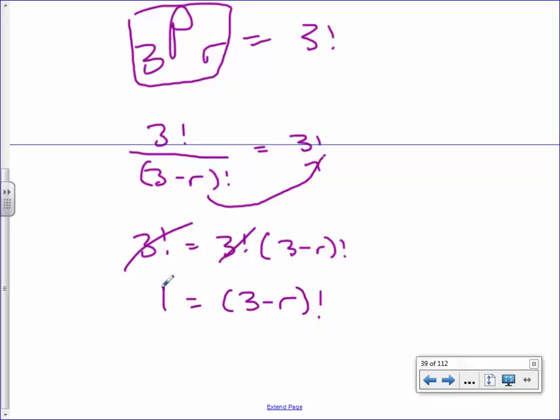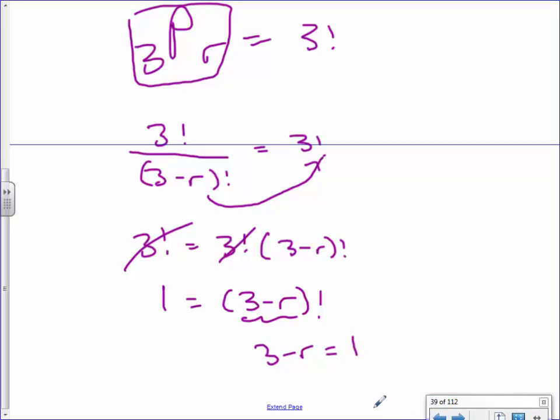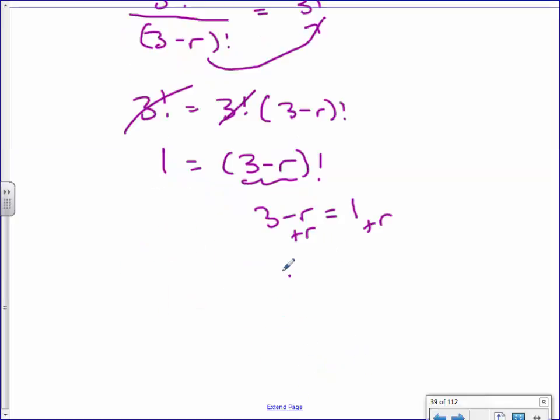Well, we need this to equal 1. What factorial equals 1? Like, for example, does 5! equal 1? Does 3! equal 1? 1! equals 1. So essentially, this 3 minus r needs to be 1. So I could add r to both sides, I guess, and make it 3 equals 1 plus r. I could minus 1 from both sides, and I could say that r equals 2.